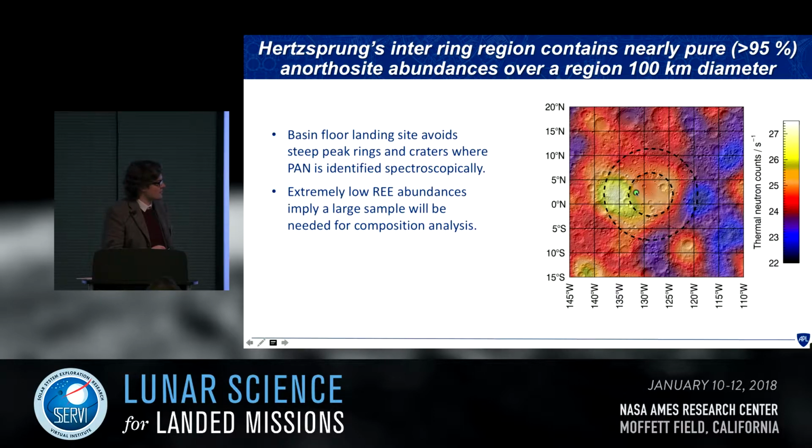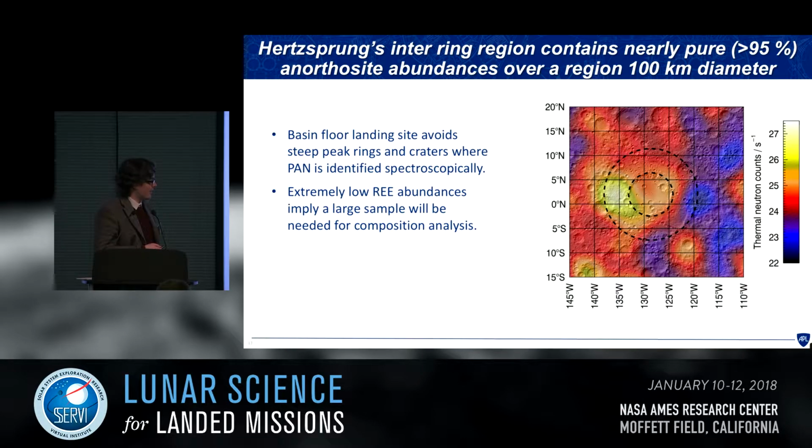So given that this content is so high, it's impossible that it could be buried under more than a centimetre or so of regolith with more iron or more rare earth, say. Because if it were, that would swamp the neutron signal. So what we have here is an easily accessible region of essentially pure anorthosite on the surface.